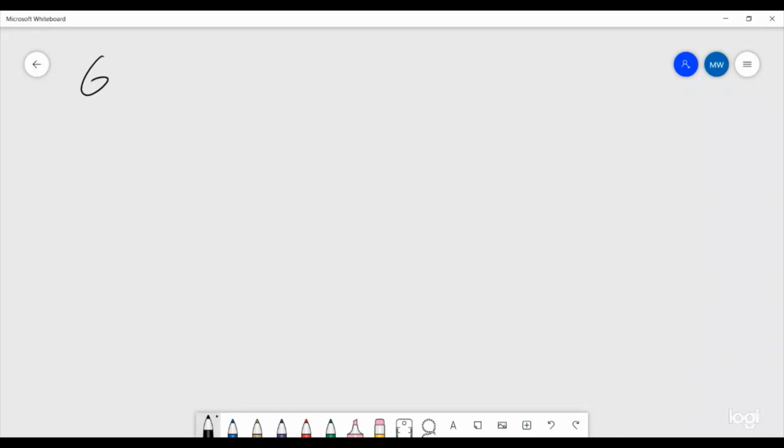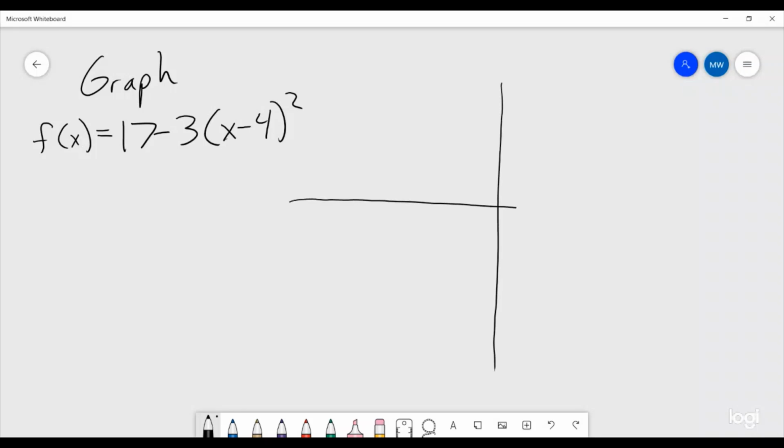Alright, so the first one we're going to do is f of x equals 17 minus 3 times x minus 4 squared. Go ahead, give that a shot, pause the video if you need, and then we will continue on and figure this out.